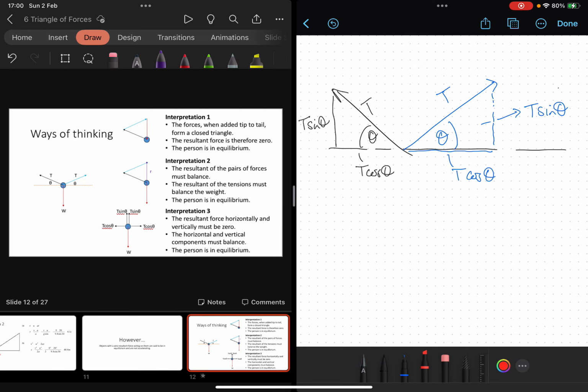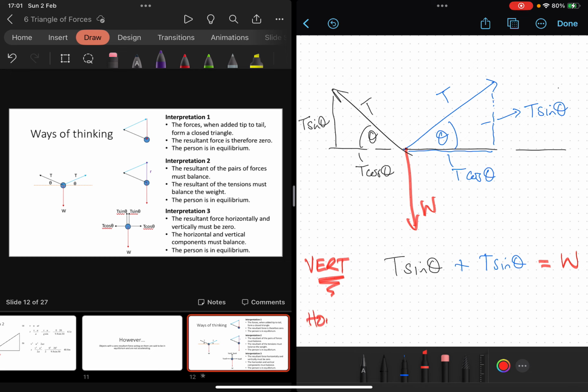Okay, now I've got weight acting, and weight acts vertically. So let's consider life from a vertical perspective first of all then. So I've got T sine theta from the left-hand tension, and I've got T sine theta from the right-hand tension. They are both acting vertically, so if I add them together, then that ought to be equal to the weight.